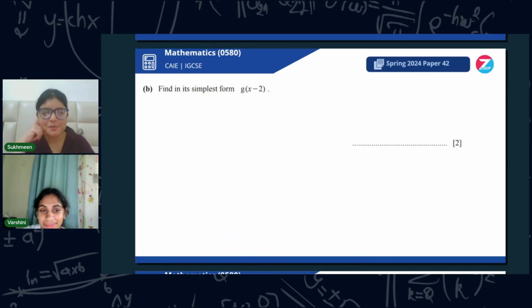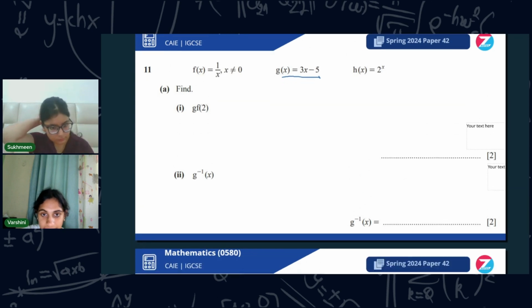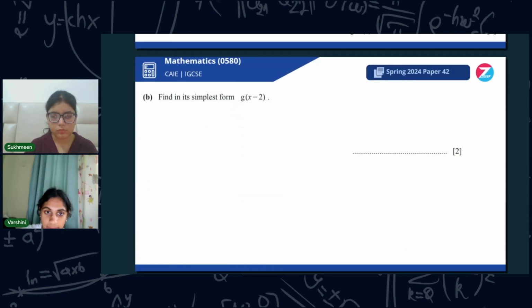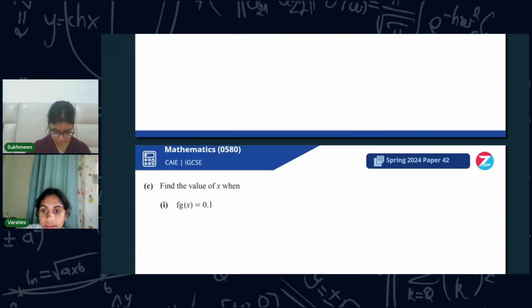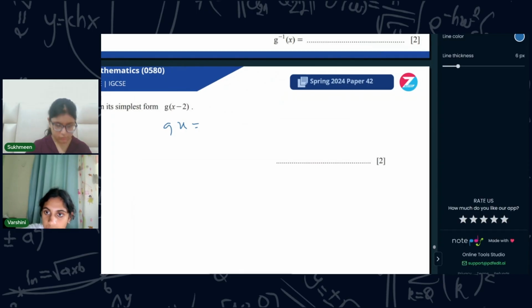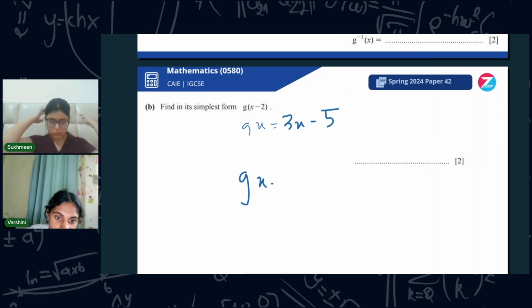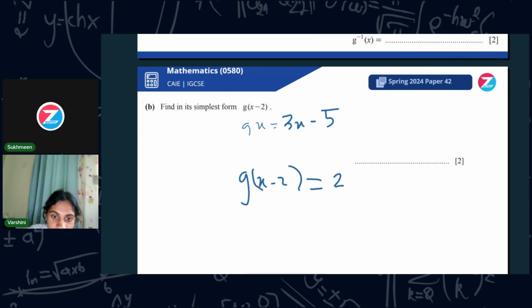Okay. Part B, find in its simplest form g of x minus 2. So, if this is g of x, wherever x is, we need to replace this with x minus 2. We know that g of x equals 3x minus 5, and g of x minus 2 is going to be 3 times x minus 2 instead of x, minus 5.